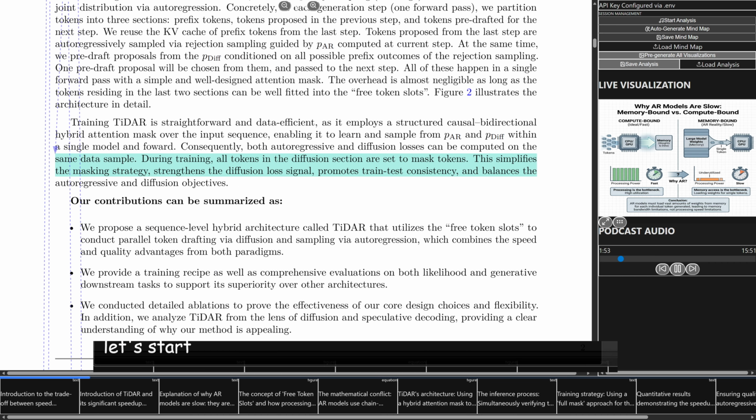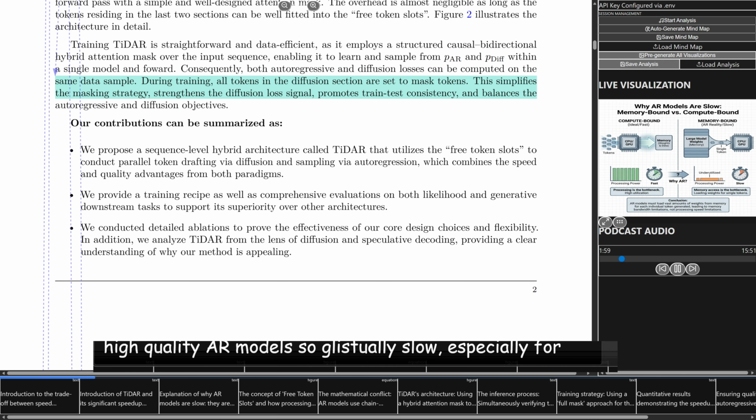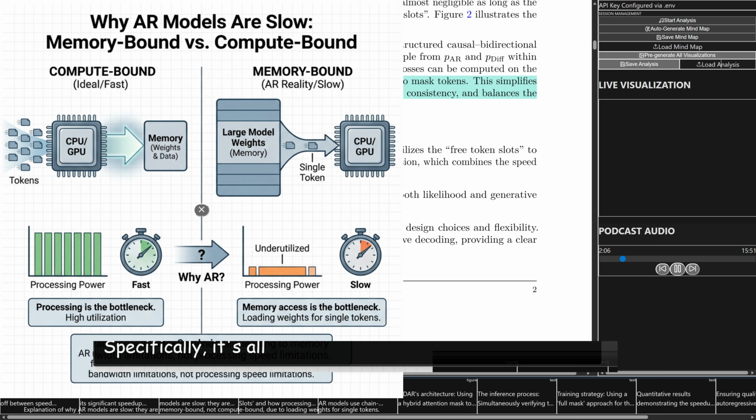So let's start at the very root of the problem. Why are those high-quality AR models so glacially slow, especially for a single user request, batch size 1? It really comes down to physics and hardware bottlenecks. Specifically, it's all about the GPU memory. Standard AR decoding is overwhelmingly what we call memory bound.